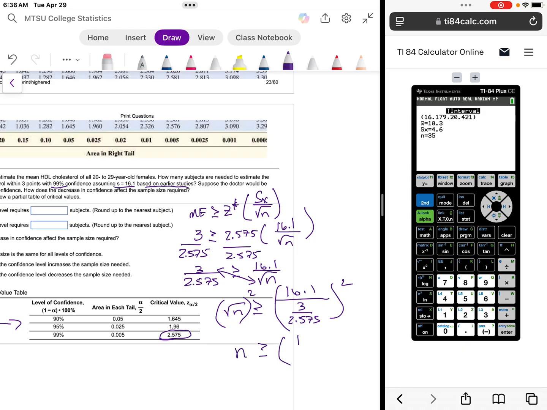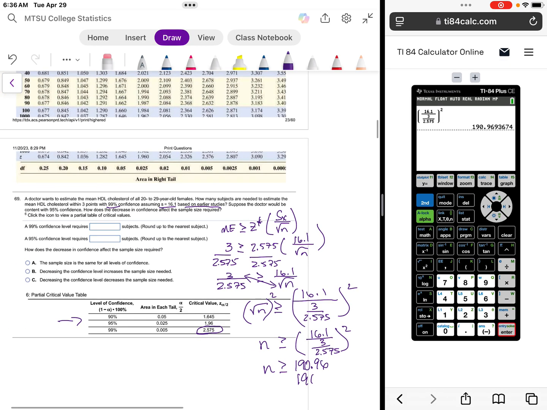So I'm going to type this complex fraction into the calculator. As I clear the screen, give me a parenthesis, a fraction, 16.1 on top, and on the bottom another fraction, 3 over 2.575. And I'm going to arrow out to the side of the other fraction and then put a parenthesis, and then I want to square it. And then I hit enter. So n has got to be greater than 190.96. Again, no matter what, we round up to 191. So it requires 191 subjects.